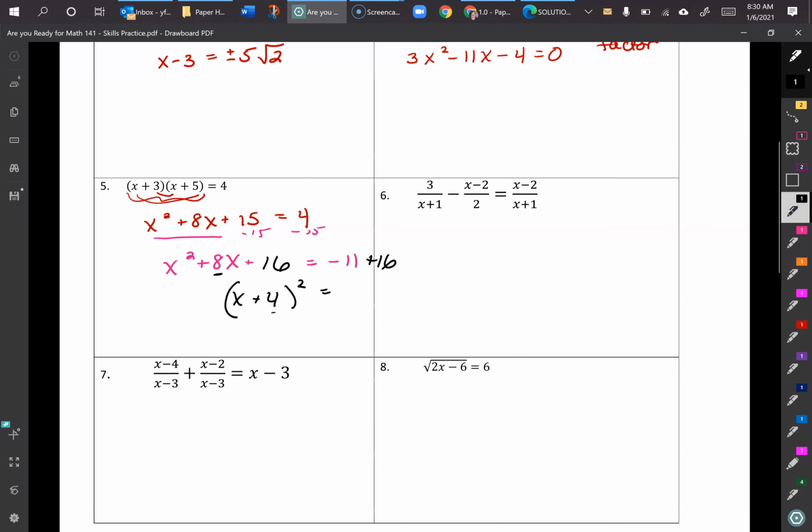Okay, because that's really like x plus 4 times x plus 4, right? And then you would have to distribute first, outside, inside, last, right? And have a middle term in there. And that's how we get that 8x.